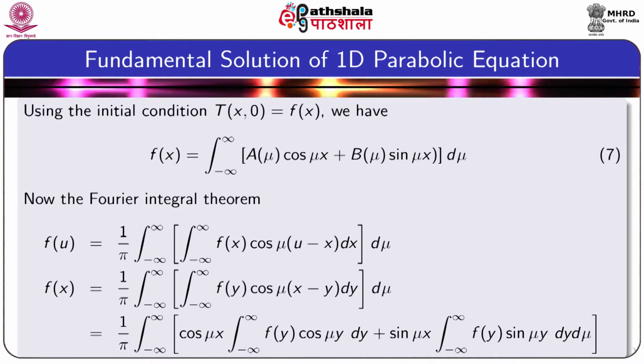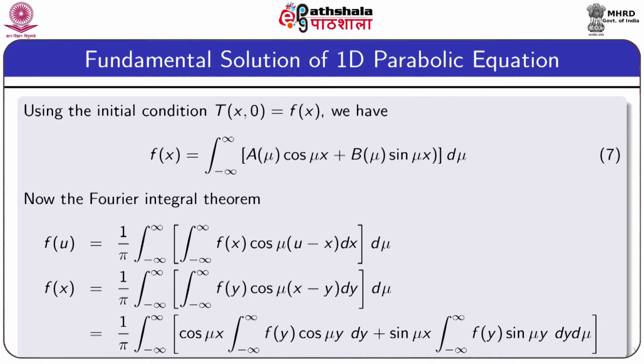So, f(x) equals integration 0 to infinity of a(mu) cos mu x plus b(mu) sin mu x, and here we put t equal to 0. So, e to the power 0 becomes 1. Thus, we obtain equation 7.